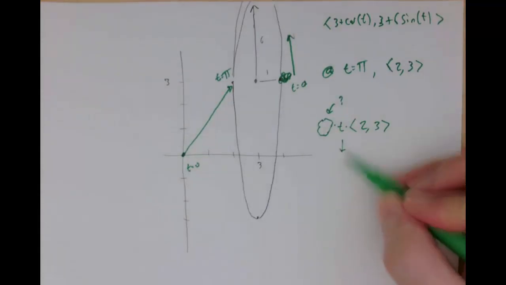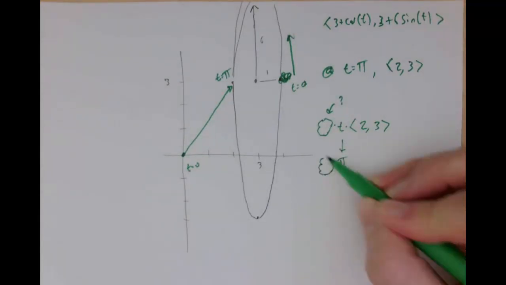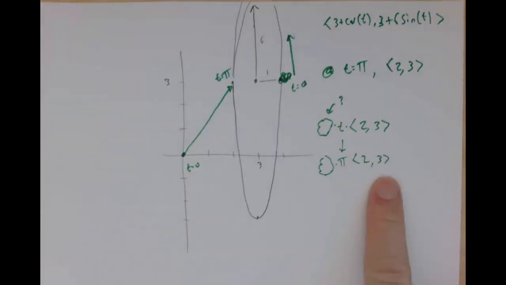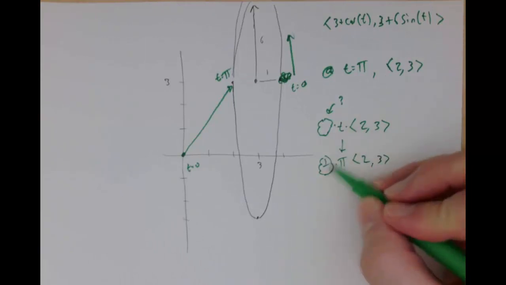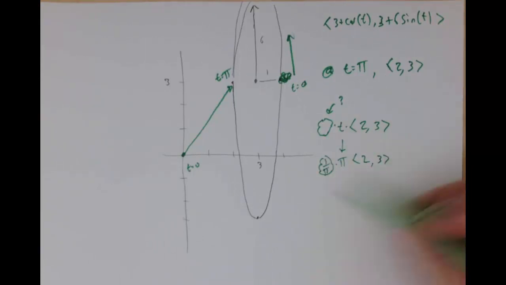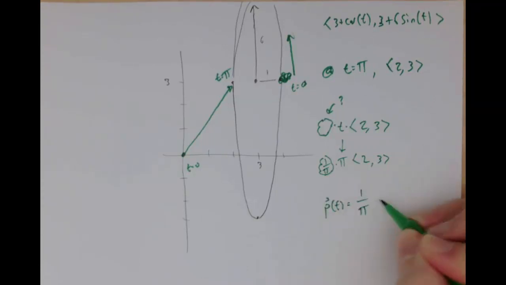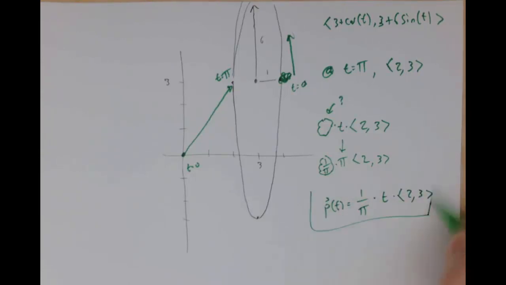Well, if time equals pi, and I have a mystery scale factor, and I want to end up at 2, 3, then pretty clearly I need to multiply by something that cancels out with pi, because I need this to just be 2, 3. So my mysterious scale factor can be 1 over pi. So that gives me my final equation: 1 over pi times t times 2 comma 3. Ta-da!